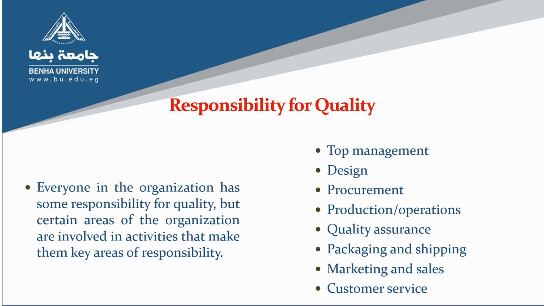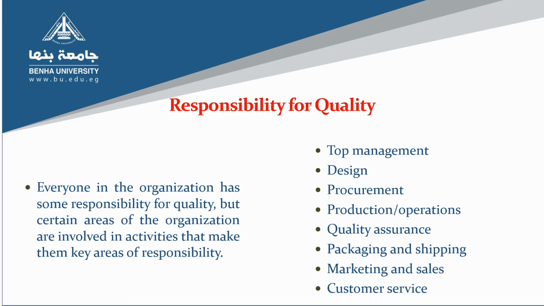Procurement. The procurement department has responsibility for obtaining goods and services that will not detract from the quality of the organization's goods and services. Production and operations. Production and operations has responsibility to ensure that the processes yield the products and the services that conform to design specifications.